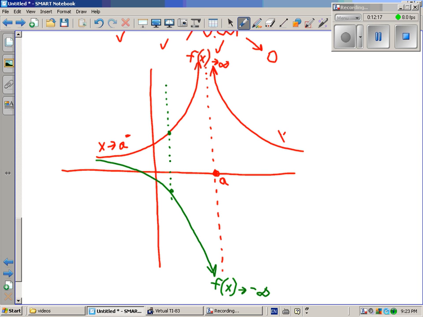Your function, as x approaches the value of your asymptote from the right-hand side or from the positive direction, so we'll do a little a plus, then your function could increase without bound, or it could decrease without bound. And the same restriction applies where it's going to do one but not both. So you have these couple of different options that can happen. So now that we've explained that, let's go into a couple of examples on how these can occur in various different combinations.